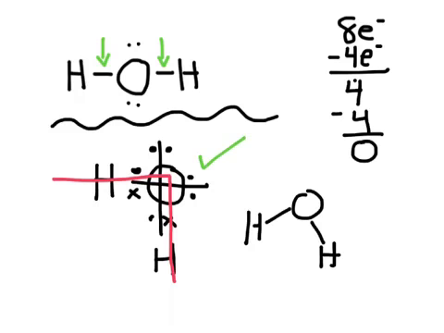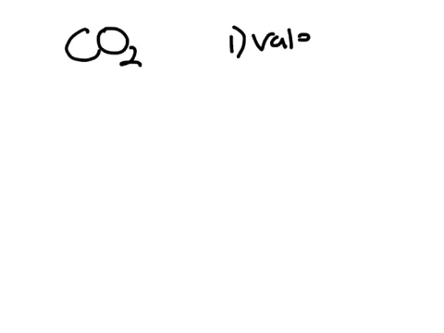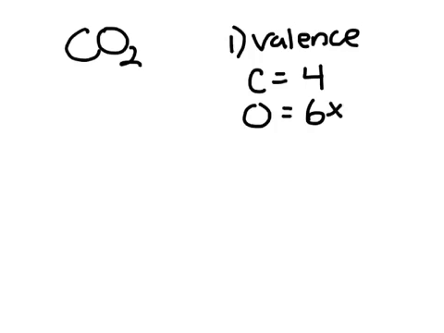Okay, let's do a different one now. What about if we do CO2? Remember, step 1, valence. Carbon is in the 4th group, so it's going to have 4 electrons. Oxygen is in the 6th. It has 2. That's 12, so all together we have 16 valence electrons.